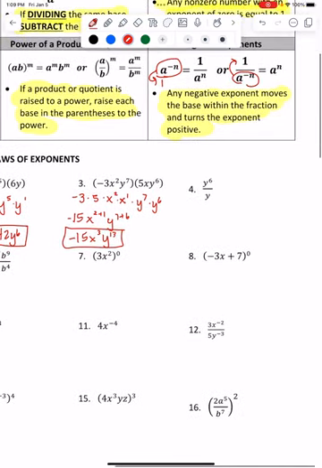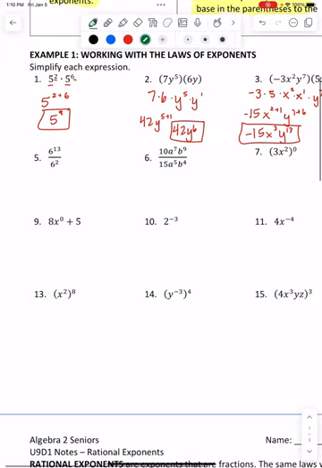Now, number 4, y to the 6th divided by y. So we have the same bases being divided this time. So remember that denominator, that y in the denominator is y to the 1st power. So when we divide the same base, we subtract exponents. So y to the 6th minus 1 would be y to the 5th. Okay?